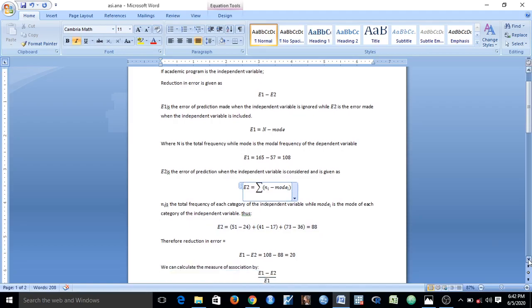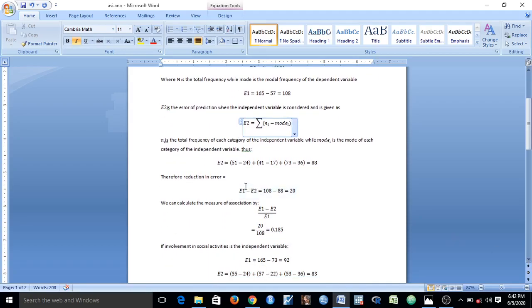Then the reduction in error is the error made when the independent variable is not there minus the error made when the independent variable is there. We see that the error is 108 minus 88, which is 20.